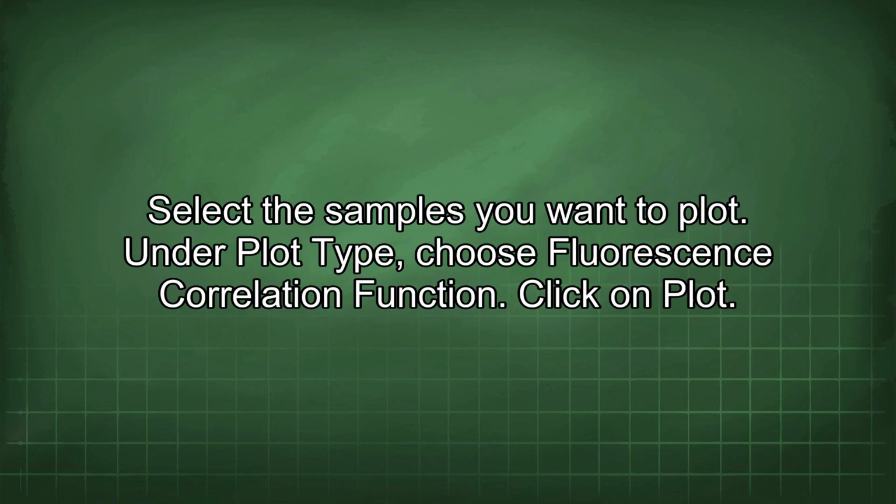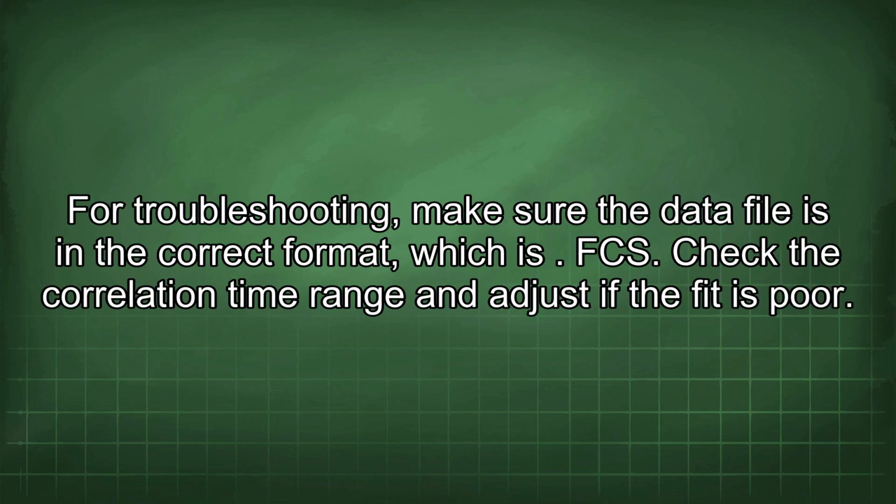Click on the Plot tab. Select the samples you want to plot. Under Plot Type, choose Fluorescence Correlation function. Click on Plot. For troubleshooting, make sure the data file is in the correct format, which is SCS.